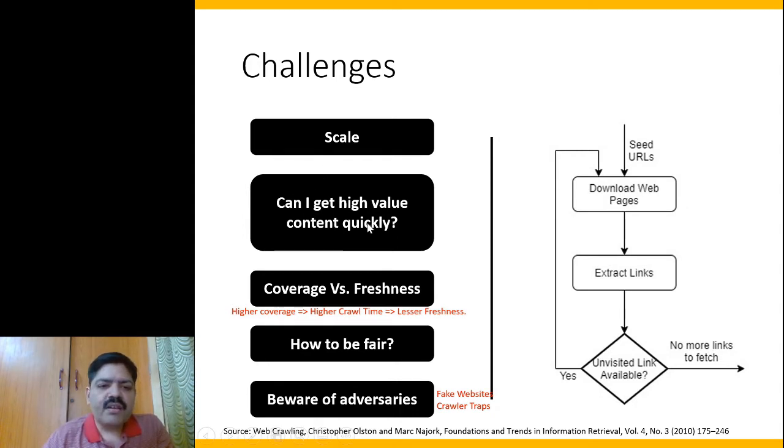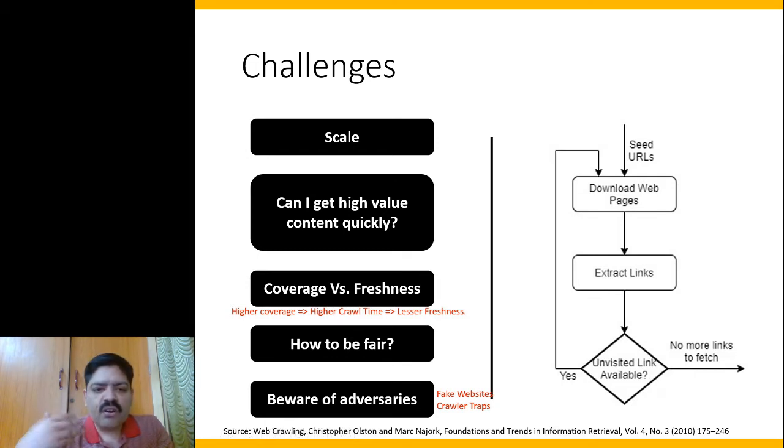Okay. Can I get high value content quickly? Now that coverage is an issue and I want to finish a crawl as early as possible, the question is always, can I get the high valued content, the most relevant, most important content first and quickly? And there's always a trade-off between coverage and freshness, as I just told you.